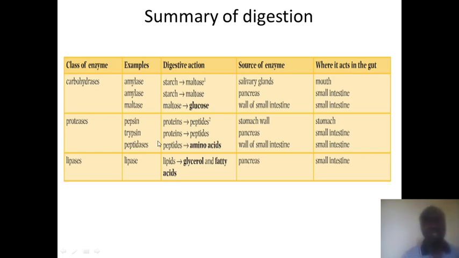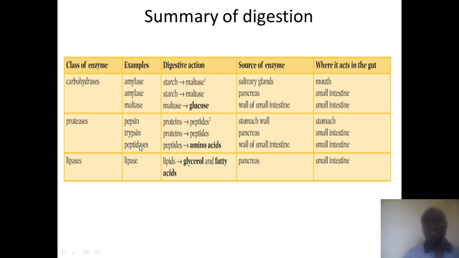Another type of food is protein, and all enzymes that break down proteins are called proteases. An example of proteases, we have these three. We have pepsin, which is produced in the stomach. This pepsin breaks down proteins to peptides. There is trypsin, which is produced in the small intestine, which breaks down proteins to peptides. Proteins which were not broken down by pepsin in the stomach will be broken down by trypsin in the small intestine.